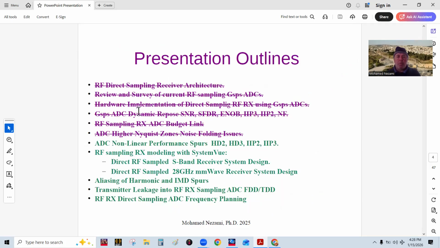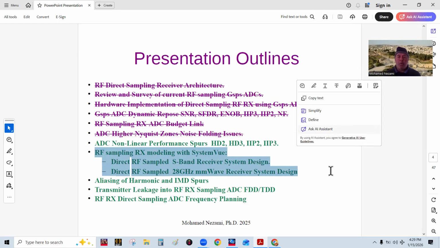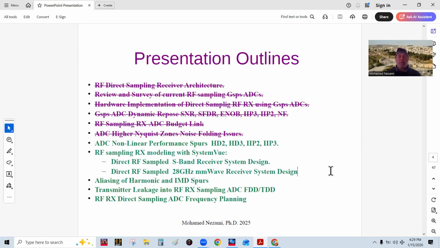So last time, this is what we have been talking about, and we did cover all these things in here. Refer back to part 7. But what we're going to talk about today is we're going to continue with the RF sampling ADCs, and then talk about the nonlinearities performance and how that impacts the receiver design. And then I'm going to go through 2 examples that I have. One is a 2800 MHz S-band receiver, and the other one is a 28 gigahertz millimeter wave receiver system design. I'm just going to run those on SystemVue and show you how you can manipulate all these things.